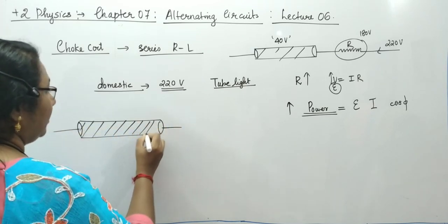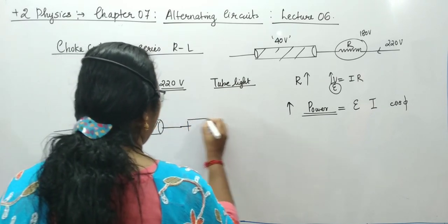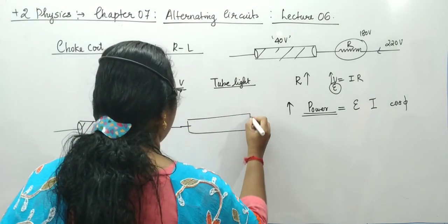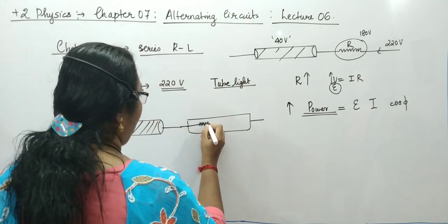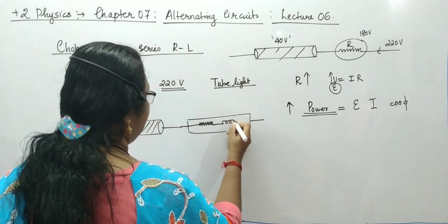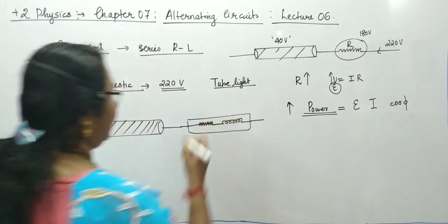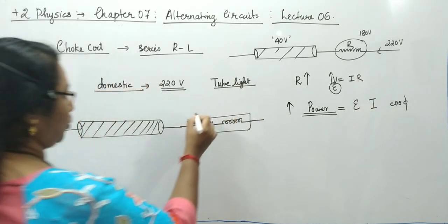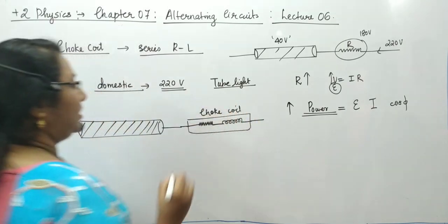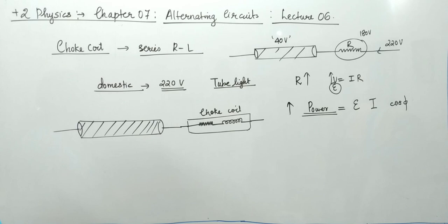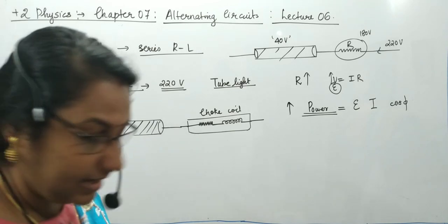And now we are connecting a choke coil in series to the tube light. What is a choke coil? It is a combination of a resistor and an inductor in series. This is our choke. Okay, so this is our choke coil. So what is the speciality when this is added? Take a high inductance value.